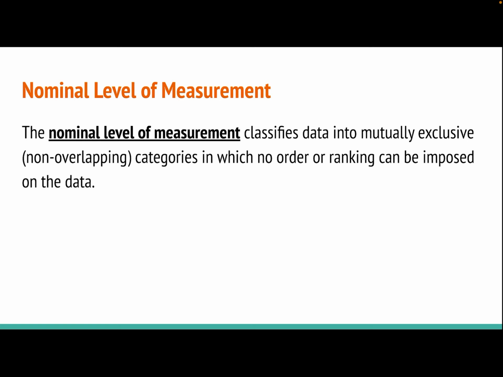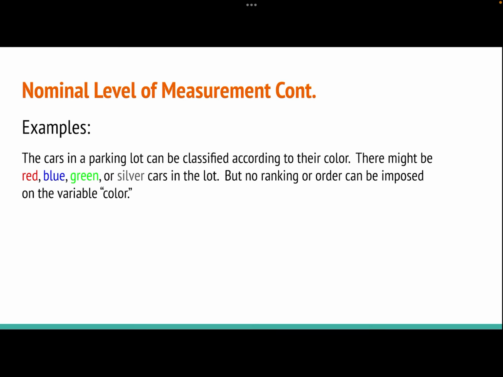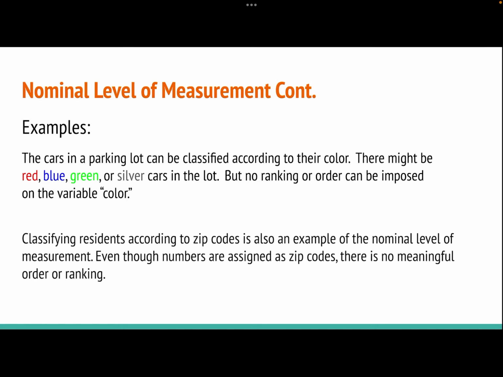If it's in this category, it goes to that category, and if it's in a second category, it goes to the second category, and so on. So here are some examples of nominal levels of measurement. Let's say we go out into the parking lot and we want to look at all the different colors of cars. Well, there might be red cars, there could be blue, green, silver cars, but a green car is not said to be better than a blue car, and a silver car is not better than a red car, and vice versa. They're just simply categories. They can't be ranked. There's no particular order that we can put these colors in, but they also, again, do not overlap. There's nothing that they have in common.